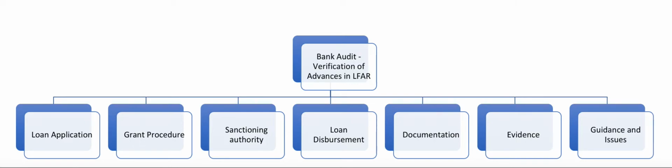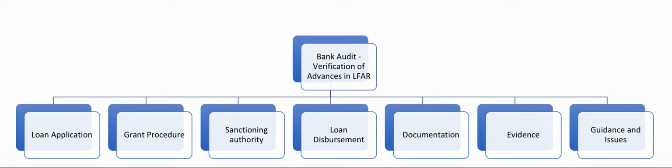We're going to look at bank audit. We have a lot of items in a bank audit. The item which I'm going to be talking about is verification of advances and reporting it in the long form audit report. When it comes to advances, every bank's main business is giving advances and loans to the borrowers. So how do we ensure the internal controls of this advances section are effective?